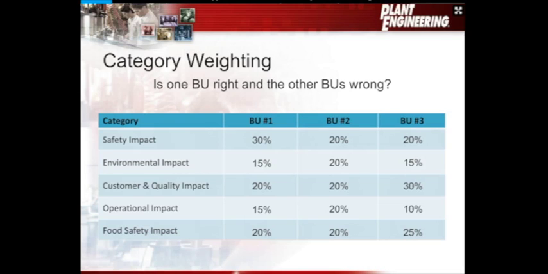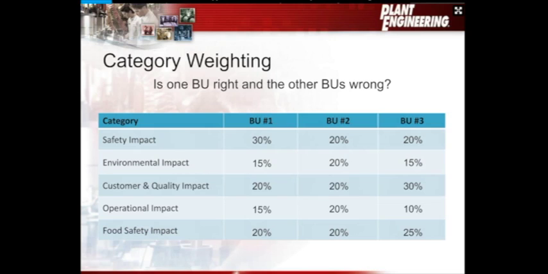question is, which business unit is right? Well, the answer is they're all right. Categories should be weighted within your criticality analysis model each time the analysis is performed, and these weightings should be based on the order of significance or importance relative to each business's location, department, or application.